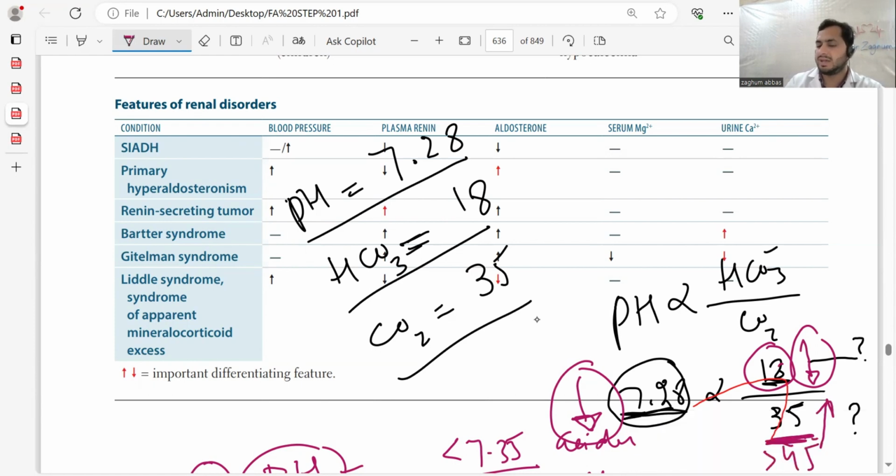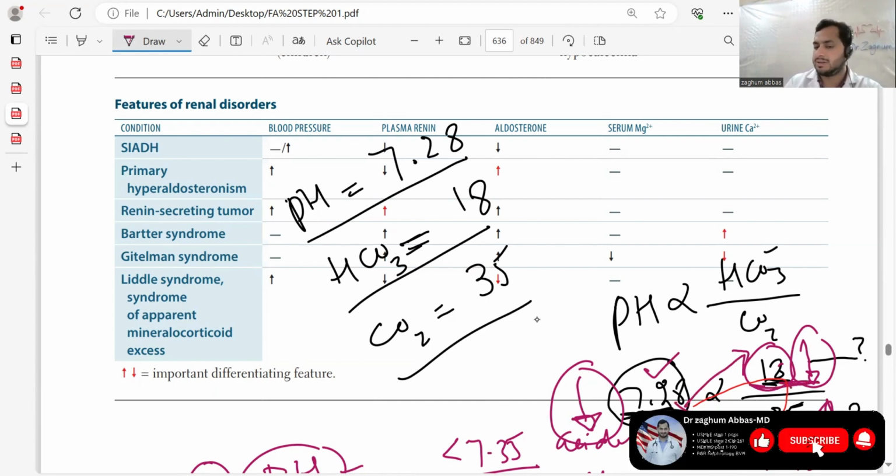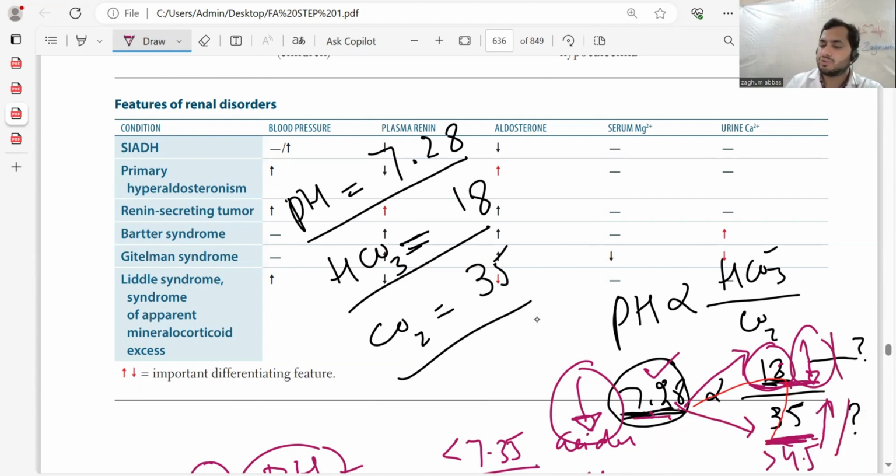In this way, once you have interpreted it as acidemia or alkalosis, ask whether it is due to bicarbonate or due to carbon dioxide level. For acidemia, bicarbonate should be decreased and carbon dioxide level should be increased. Okay, so that is the case.